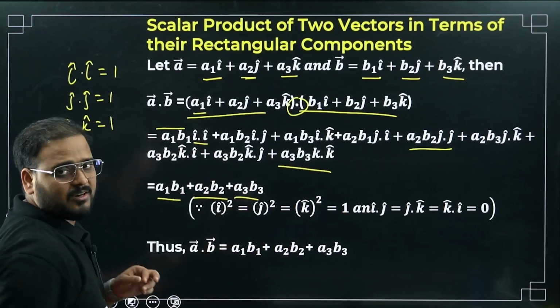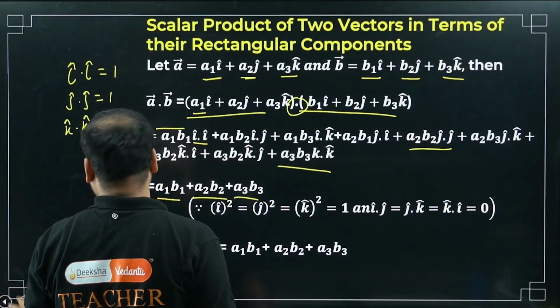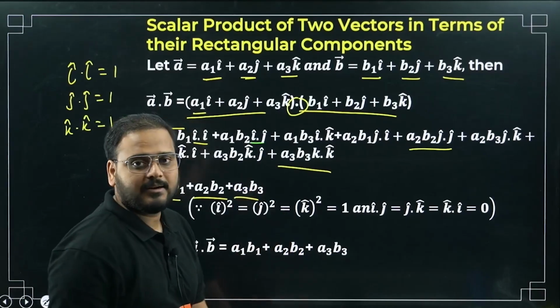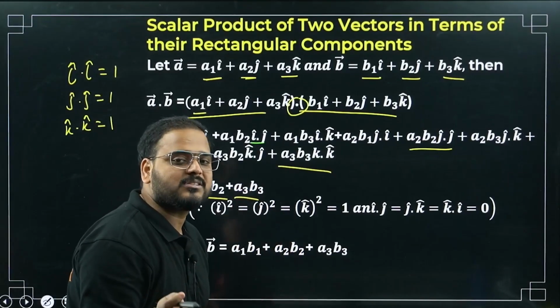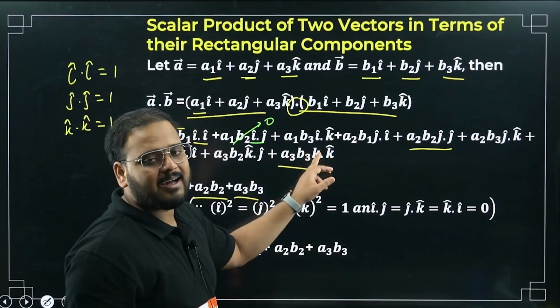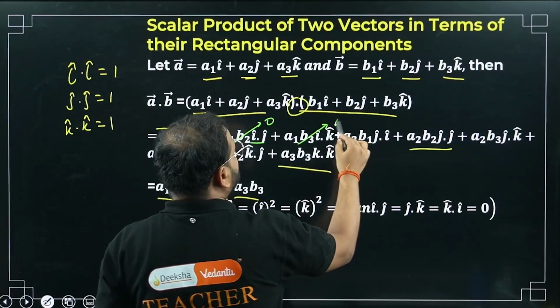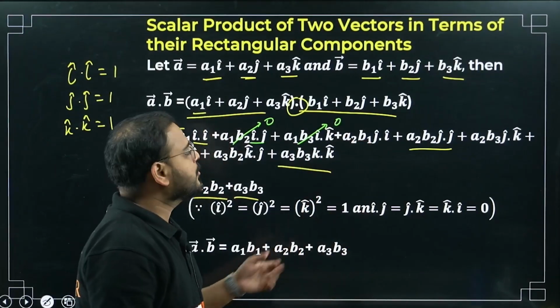So what about others, sir? Please see. I dot j over here. Have a look. I dot j, what is the angle? 90 degree. So ij cos 90, 0. This is also 0. I dot k, angle between I and k, x and z axis. What's the angle? 90 degree, cos 90, so 0 again.